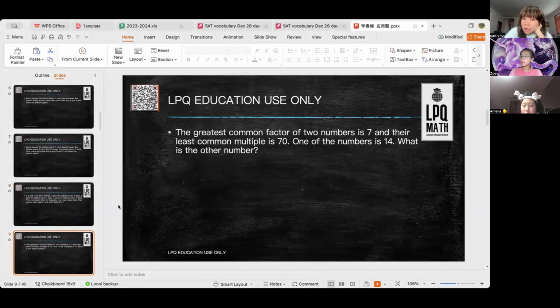The greatest common factor of two numbers is 7, and their least common multiple is 70. One of the numbers is 14. What is the other number? Okay, take a look at this one. Do you still remember what the greatest common factor is? Okay.